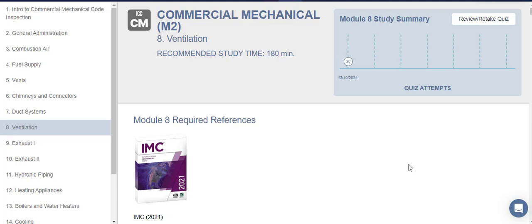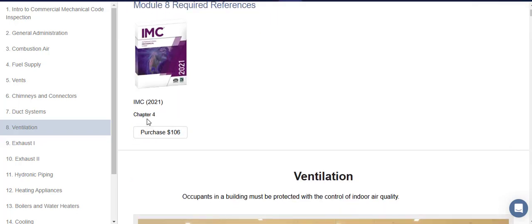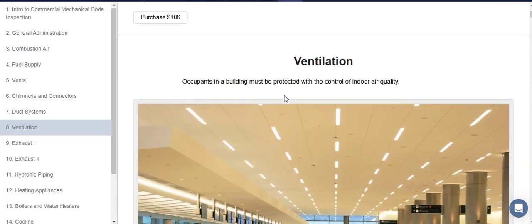Here we will continue the module for Commercial Mechanical Inspector M2 Ventilation. We will continue on Module 8, Required Reference, in Chapter 4 in the International Mechanical Code, Ventilation. Occupants in a building must be protected with the control of indoor air quality.